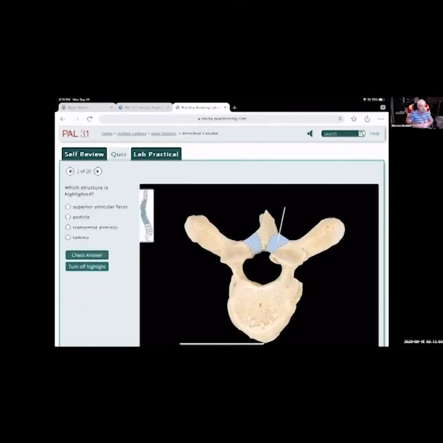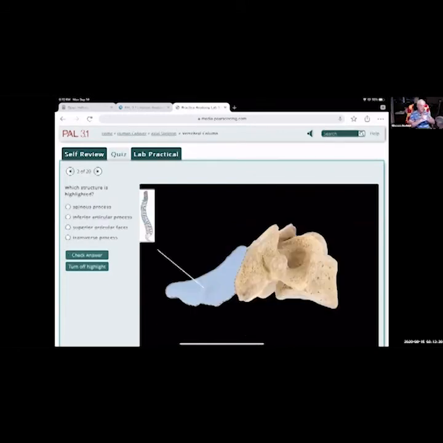Okay, this is your vertebrae. What structure is highlighted? It separates the spinous process from the transverse processes. Lamina. Lamina? Yes. Lamina. Perfect. You got it. Number 3, what structure is highlighted? What is that process? Spinous process. That's the spinous process. That always extends posteriorly. Perfect.